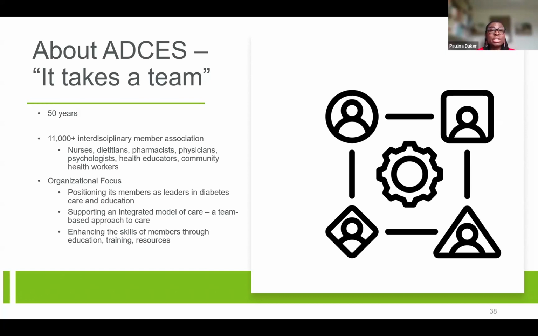ADCES supports an integrated model of care, a team-based approach to care, which assures quality, improves both patient and clinician experience, as well as outcomes for the person with diabetes. Enhancing the skills of our members, the diabetes care and education specialist, is another focus of ours at the association. And we do that through education, training, and resource development.